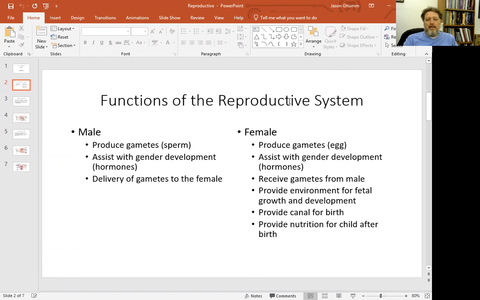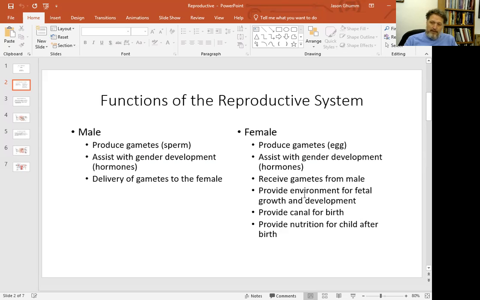On the female side, the female reproductive system is producing gametes, the eggs, again producing hormones that are going to assist with the development of the female gender. It's a receiving chamber for gametes from the male. This will provide an environment for fetal development once you have a fertilized egg.